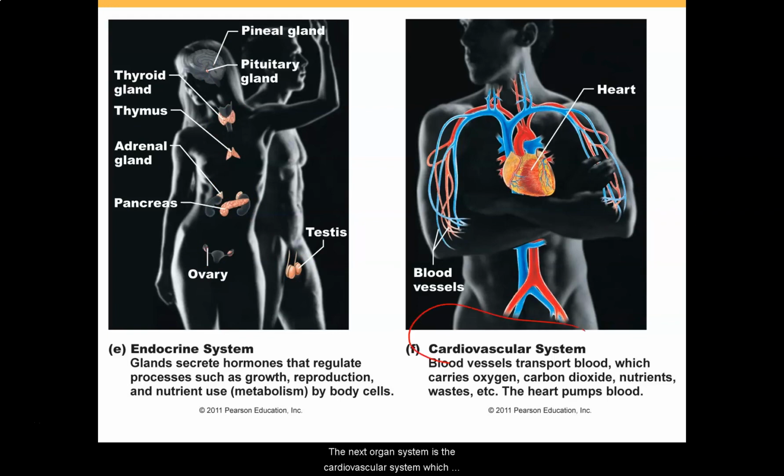The next organ system is the cardiovascular system, which we alluded to a little bit at the beginning of this lecture. The cardiovascular system, as we have seen already, is composed of the heart, blood vessels, and inside the blood vessels we have blood. Main function of the cardiovascular system is to transport nutrients, gases to the various organs, cells throughout the body in order for these organs and cells to do what it is that they are designed to do.